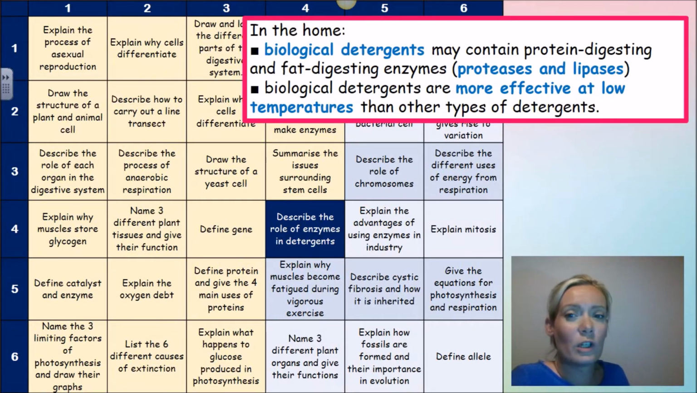The reason we do this is because that detergent then becomes far more effective at a lower temperature. So if you're washing your clothes at a lower temperature, you are saving money because you're not having to heat up that water to such a high temperature. So again, that's a clear advantage of using biological washing powders. The disadvantage is that some people might be allergic, which is why there are non-bio washing powders out there as well.